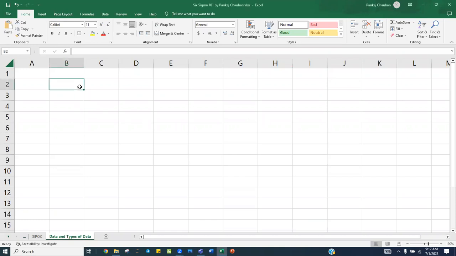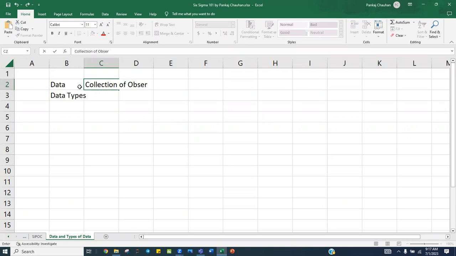Today's session we are going to talk about what is data, and what are the data types that we generally deal with in Six Sigma kind of analysis. So what is data? Basically, data is the collection of observations, which is also called raw observations.